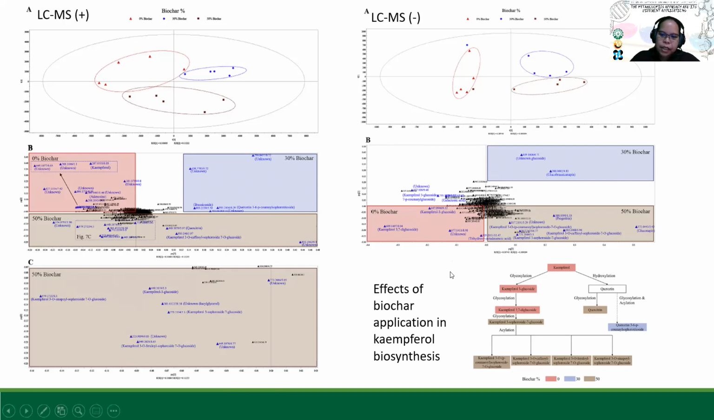Lastly, this is just to show the effects of biochar treatment on the kaempferol biosynthesis. From the different loadings plots here, you can see that mainly it is kaempferol and its glucosides that are perturbed in terms of the pathways affected by biochar application. You can see here which metabolites are higher in the 0%, and which ones are higher in your 30 and 50%. This shows that with the application of biochar, there is increased glycosylation and acylation of your kaempferol metabolite.